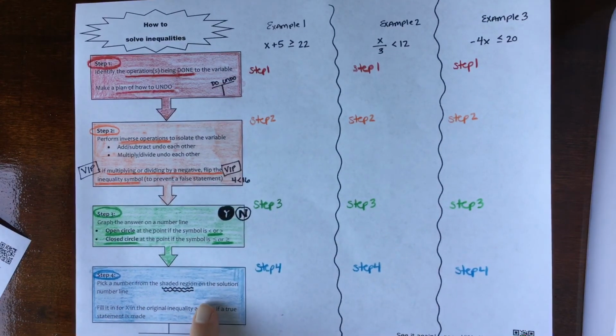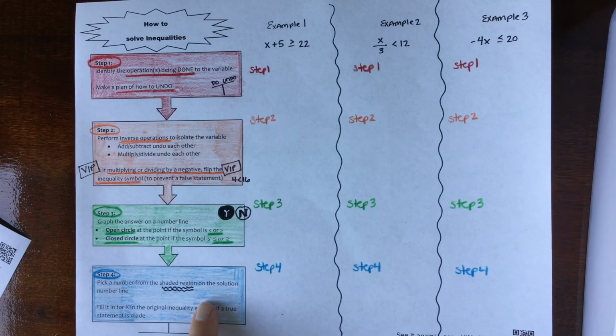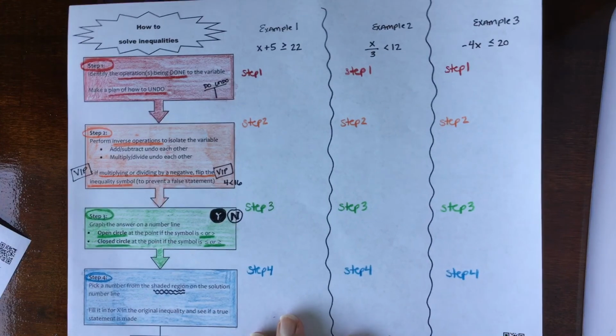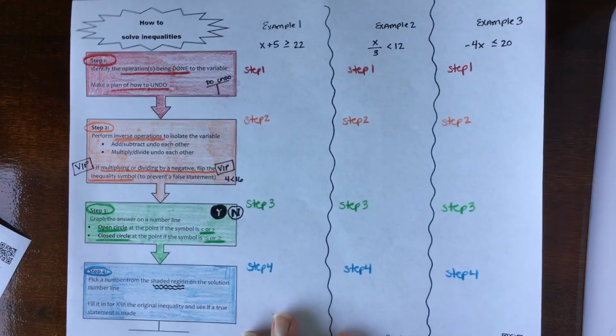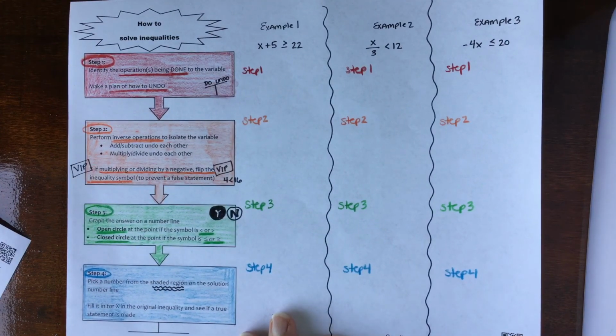And then step 4 will be our checking. This is when we pick a number from the shaded region of our number line, and we're going to substitute that to see if we get a true statement. This would be a good time to stop and set up notes.